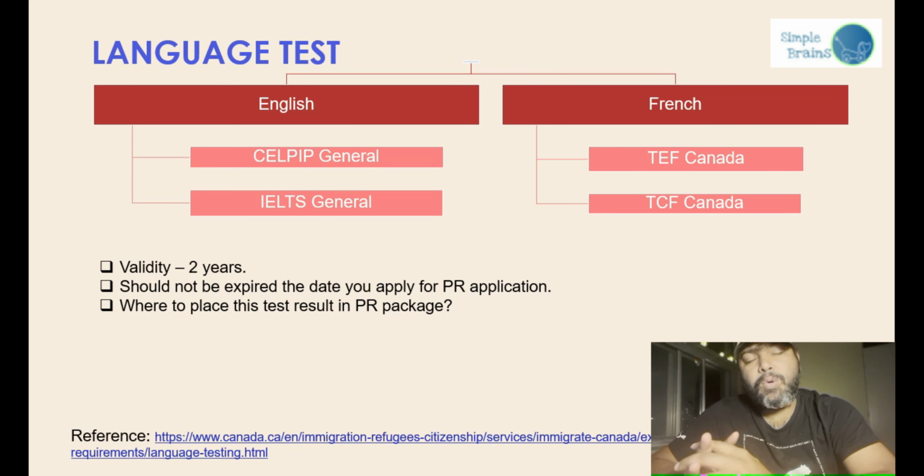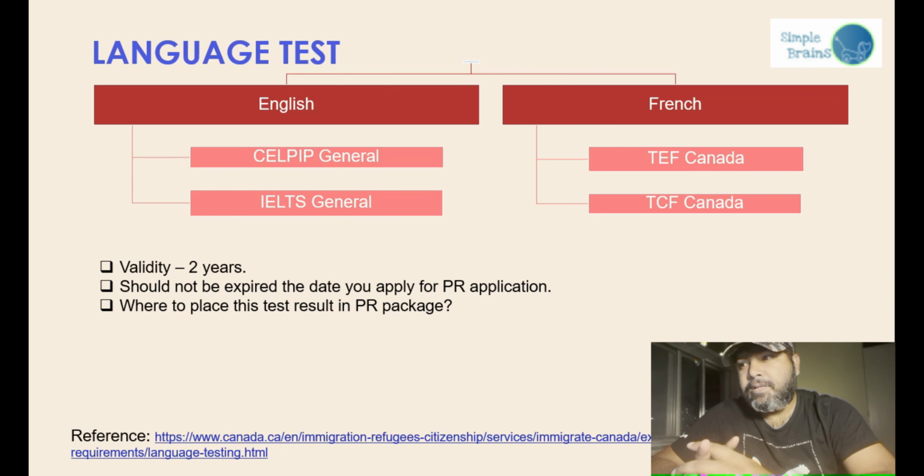For English, there are two exams that are approved for PR. One is CELPIP General, and one is IELTS General. For French, we have TEF Canada and TCF Canada. These are the two tests approved by IRCC for permanent residency in Canada.